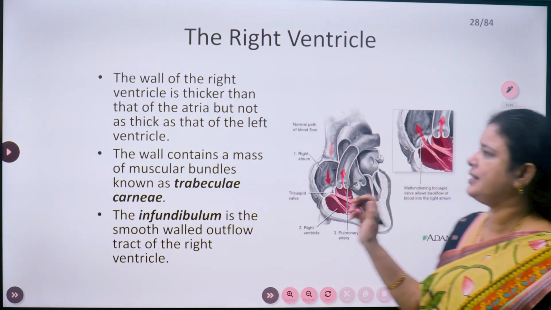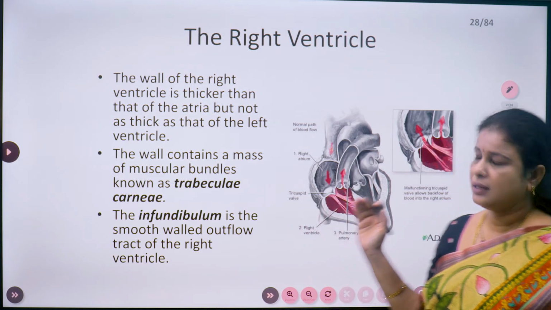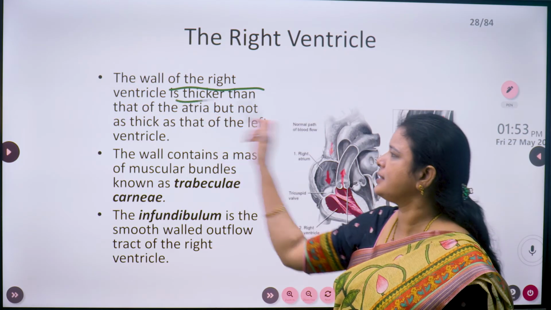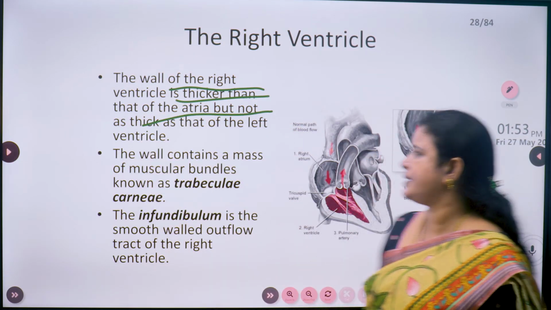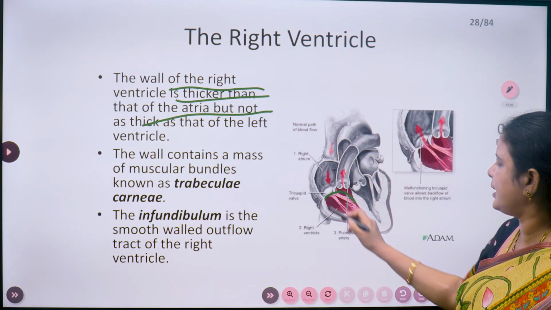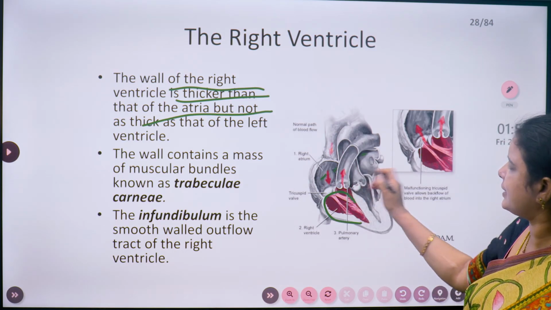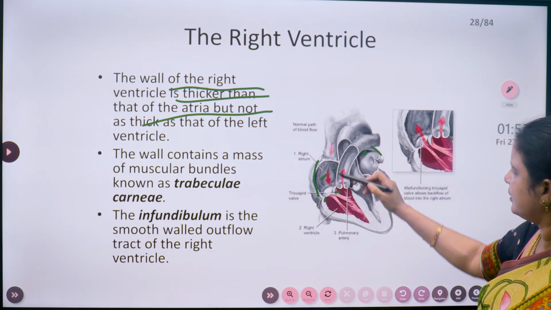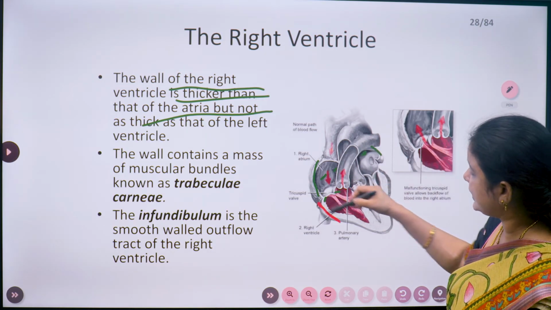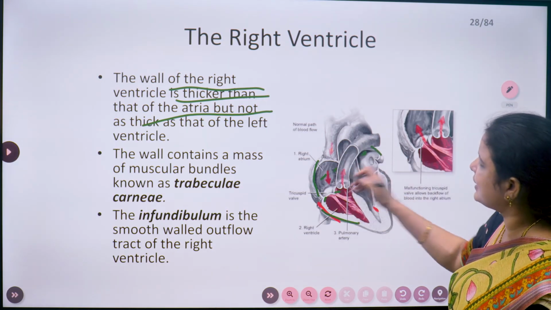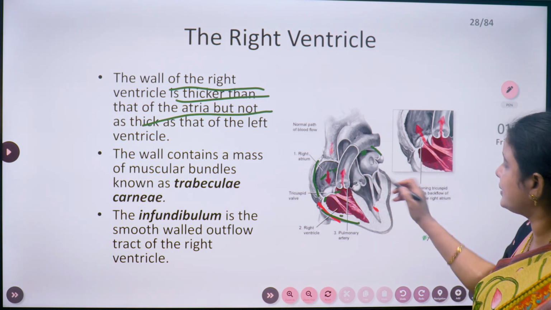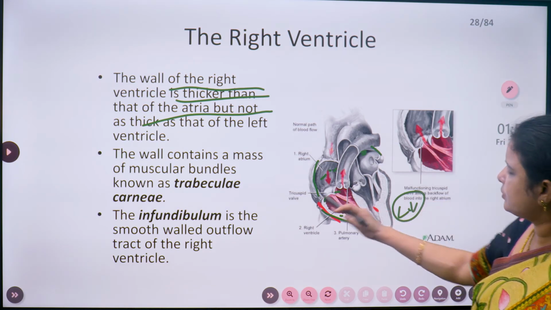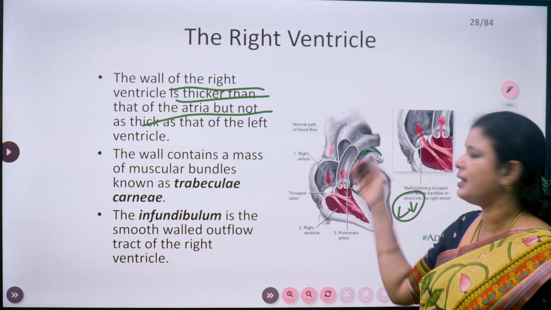The wall of the right ventricle is thicker than the atrial wall. You can see the atrial walls are thin here. The right ventricular wall is thicker than the atria, but not as thick as the left ventricle.